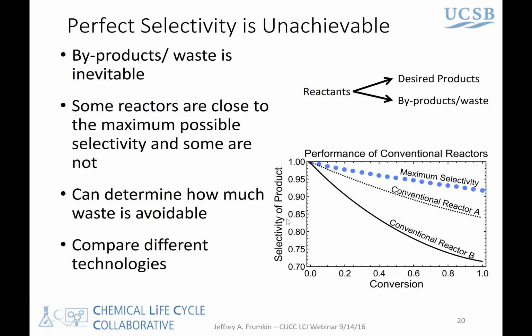Furthermore, some reactors, some chemical process designs are closer to the maximum possible selectivity and will have less byproducts and waste than others. But with this methodology we've developed here, we can calculate life cycle inventory data under the very best case scenarios. We can determine how much waste is avoidable, and we can also use this methodology to compare different chemical synthesis routes, which would be very useful in the design phase or even prior to the design phase of building a chemical plant.